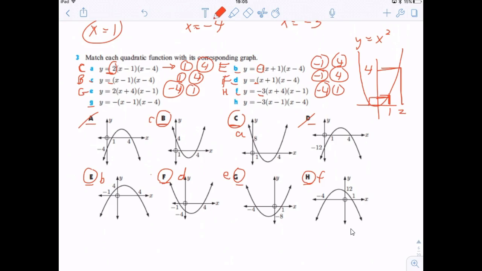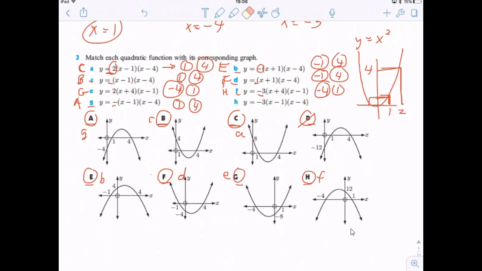Let's do G. So G has roots of +1 and +4, and it opens down, right? So +1, +4 opens down. It's got to be either A or D. And how do we know the difference? Because we know the a factor is -1, so it's the one that's not as narrow. So it would be this one. So this would be G. This would be big A.